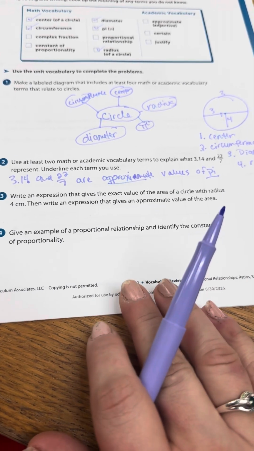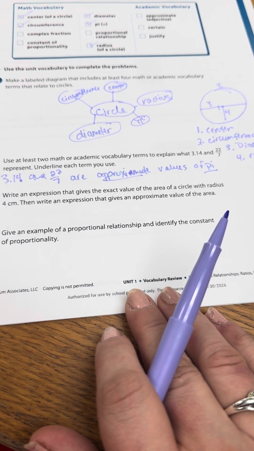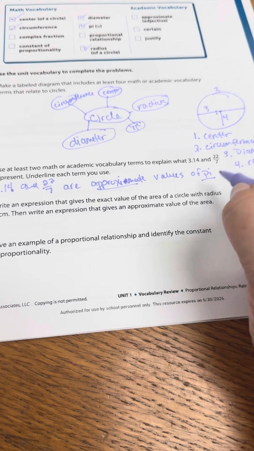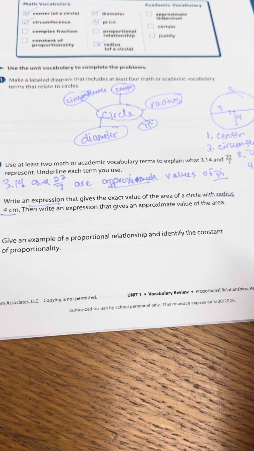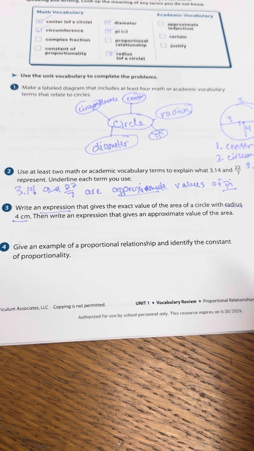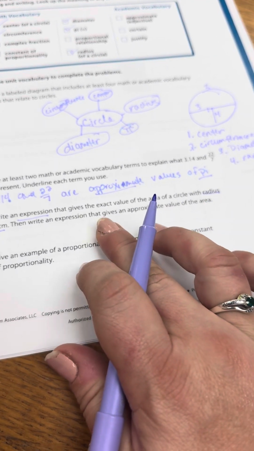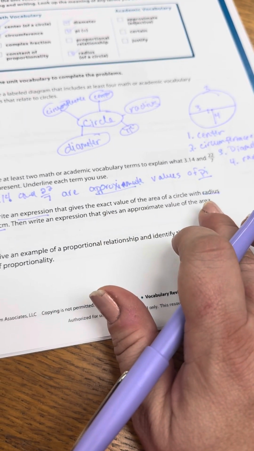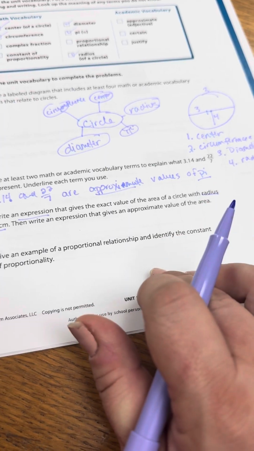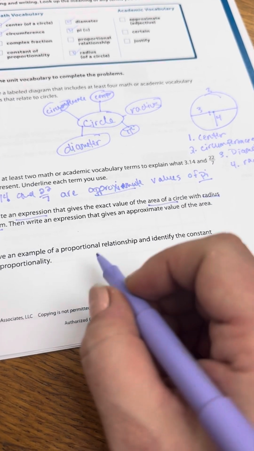Number 3 then, write an expression that gives the exact value of the area of a circle with radius 4 centimeters. Okay, so we need a radius of 4 centimeters. We're doing some sort of expression. Then write the expression that gives an approximate value of the area. So we have radius. We need to find the area.